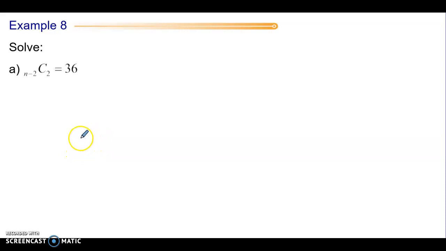Section 2.5, 2.6, Example 8. Solve (n minus 2) choose 2 equals 36. Keep in mind that n choose r is n factorial over (n minus r) factorial times r factorial. The n is whatever's in this first position, and r is whatever's in the second position.